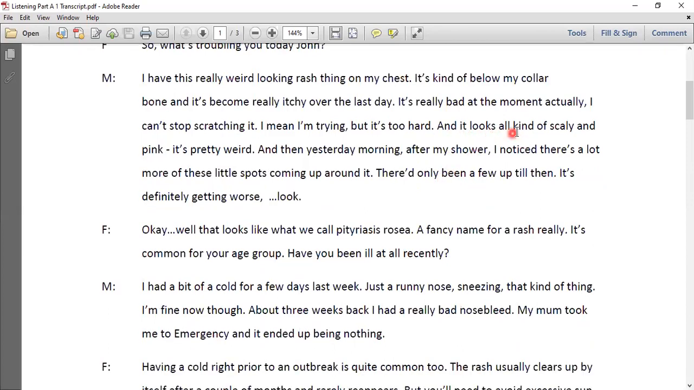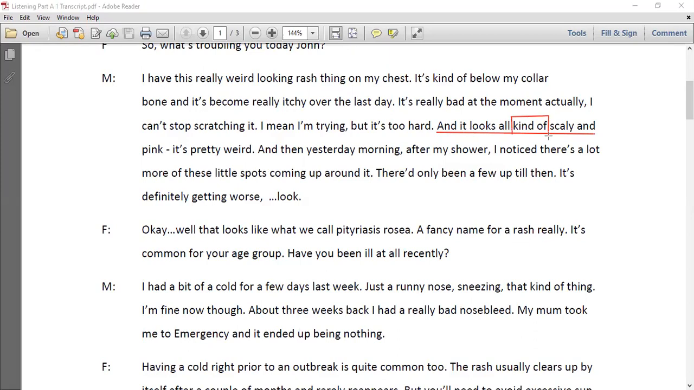So he said, and it looks all kind of scaly and pink. It's pretty weird. So whenever a person is trying to describe something, we would usually say it looks like, isn't it? It looks like. So the person would not use the word describe, but they would say it looks like. And kind of is a very common filler that native speakers would use. Sort of, kind of, that is synonymous to type of.